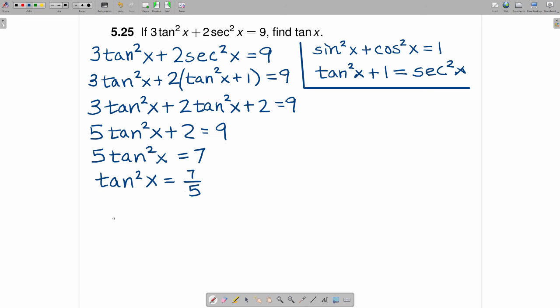The next step is to take the square root of both sides of this equation. When you take the square root of the left-hand side, you get the tangent of x, and that is exactly what we're looking for. When you take the square root of the right-hand side of the equation, you get plus or minus the square root of 7/5. So that is the solution to this problem. When you want to find out what the tangent of x is, it is plus or minus the square root of 7/5.